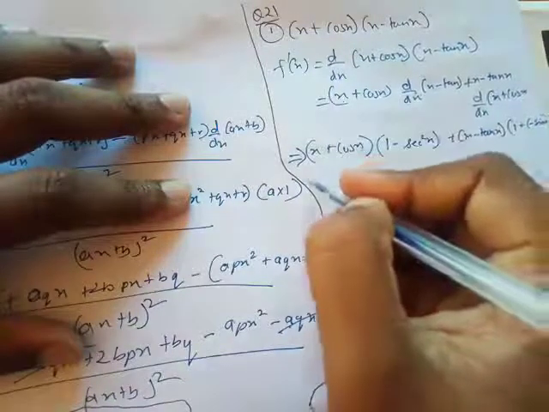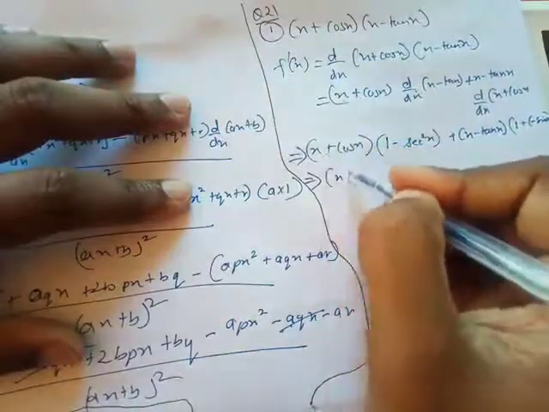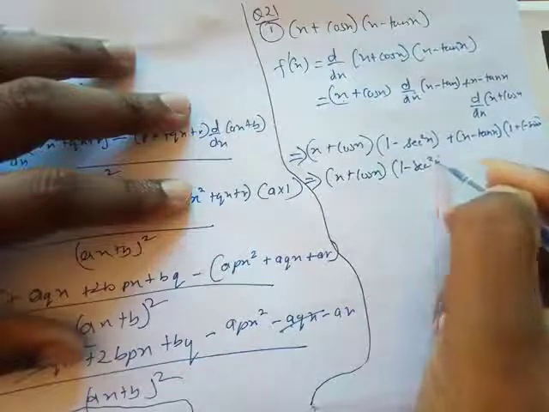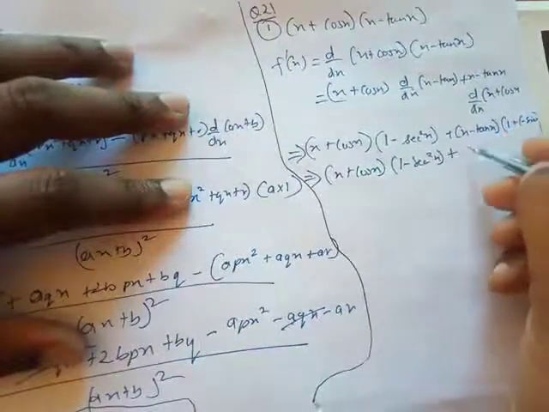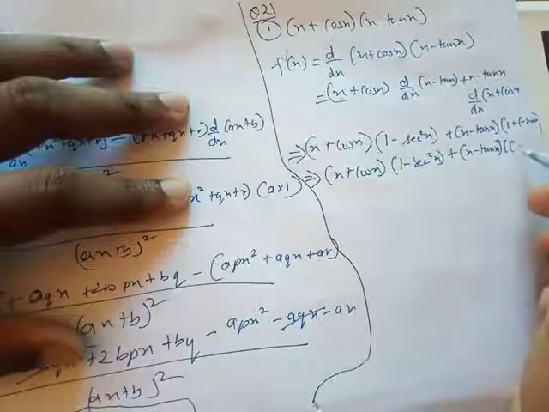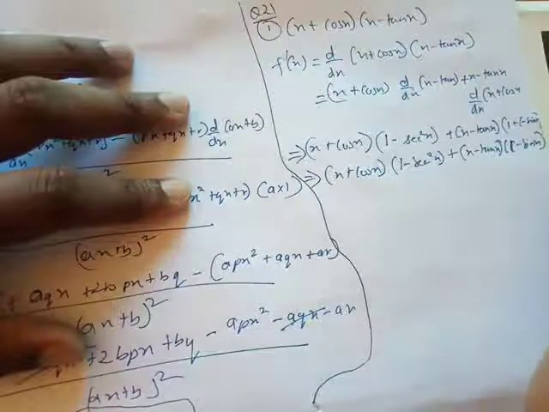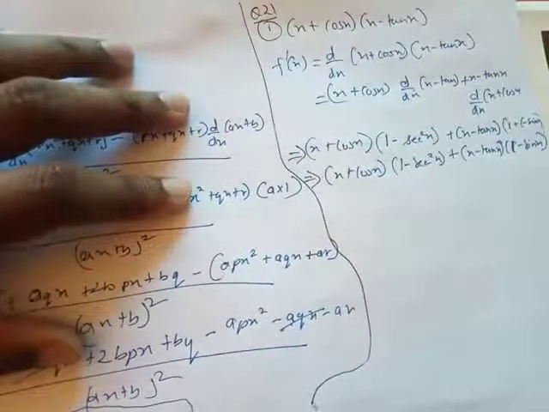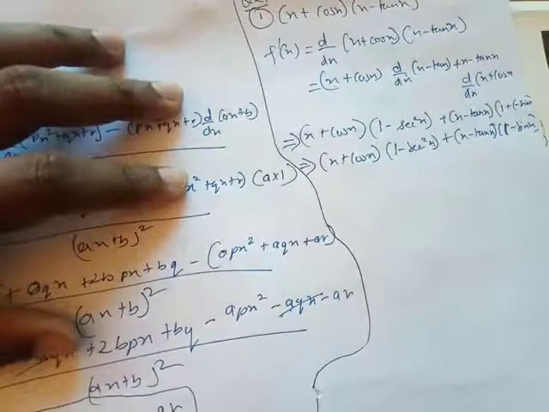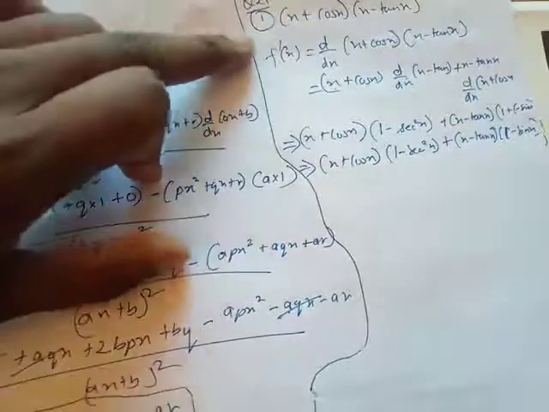Okay, so then I can just write it down as it is: (x plus cos x)(1 minus sec square x) plus (x minus tan x)(1 minus sin x). Okay, so this is what I got as my answer. Now you can't do anything more in this question. If you are able to, you're most welcome to, but this is what your answer is going to look like. This is the derivative of this function.